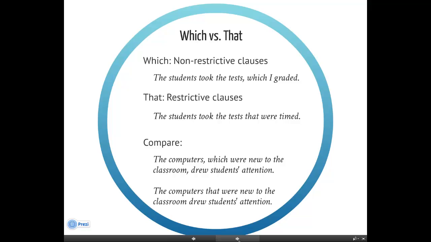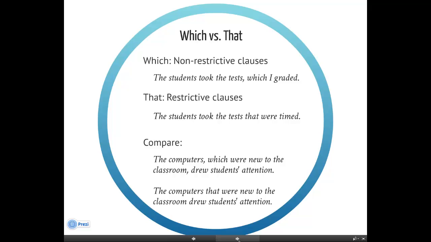In contrast, a restrictive clause is a series of words that restricts the meaning of the noun. The pronoun that is used in restrictive clauses. For example, the students took the tests that were timed. In this example, the clause that were timed tells you something essential about the tests. Note the difference between these constructions.